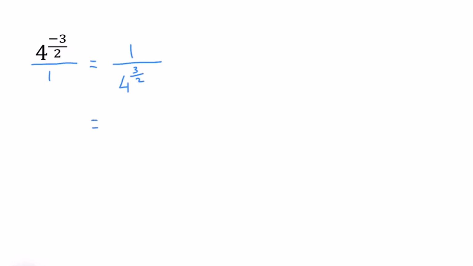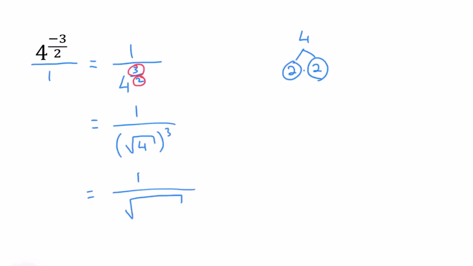Rewrite this. So the denominator of the exponent is the root. So this is the square root. So we have the square root of 4. The numerator 3 is the exponent. So we can raise this to the third power. Now the 4 is 2 times 2. So this is 1 over the square root of 2 times 2 raised to the third.